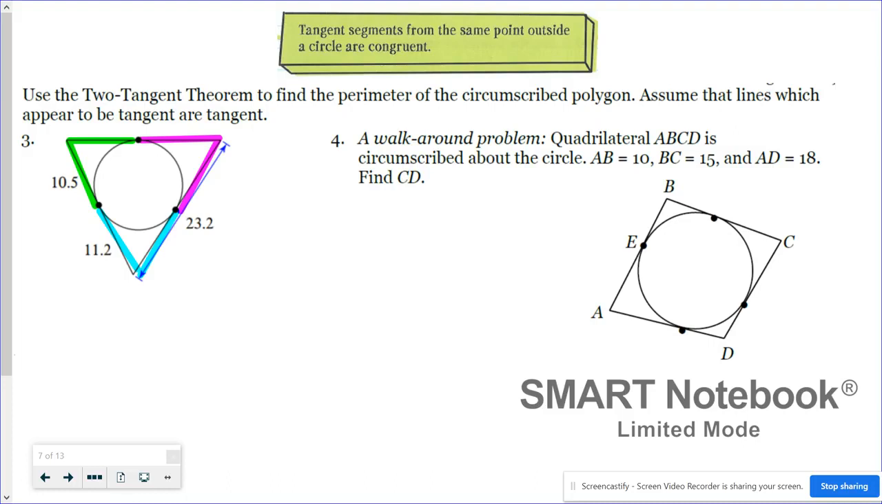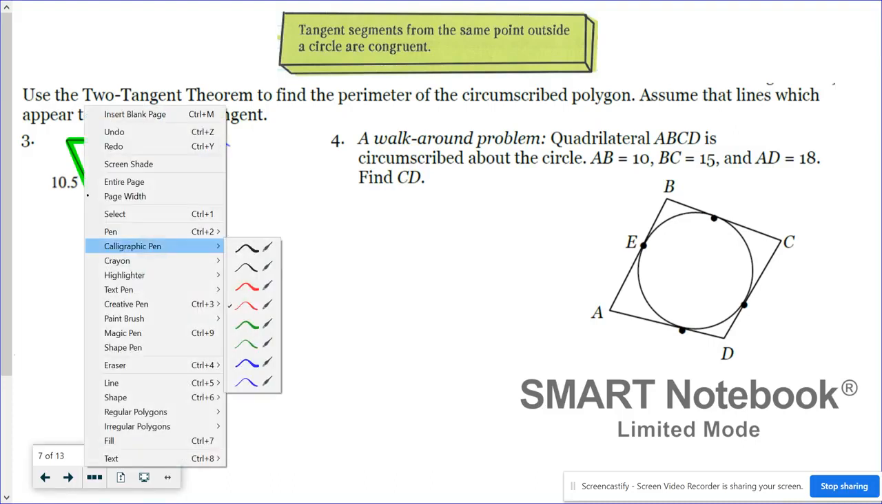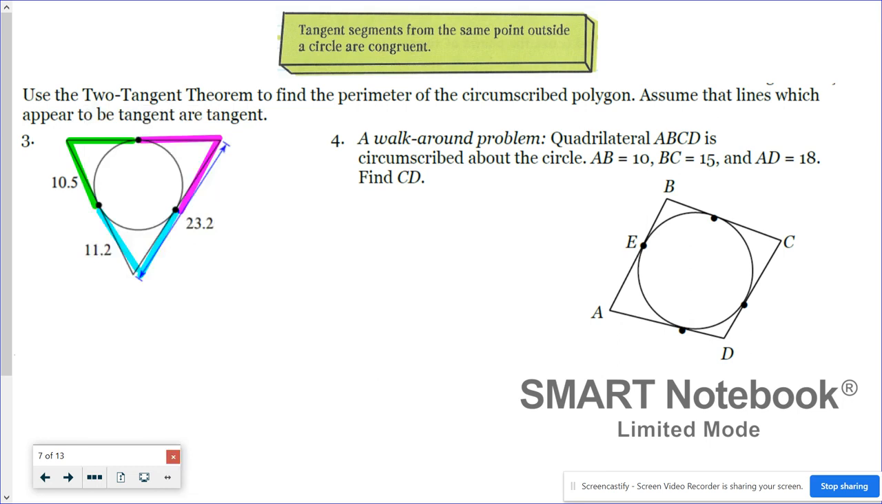I want to find the perimeter of the triangle in number 3. So now I can apply that whole congruent thing. Both green segments are 10.5. Both blue segments are 11.2. I can figure out the purple segment length because the whole side is 23.2, so if I subtract 11.2, that's going to give me, I believe, 12.